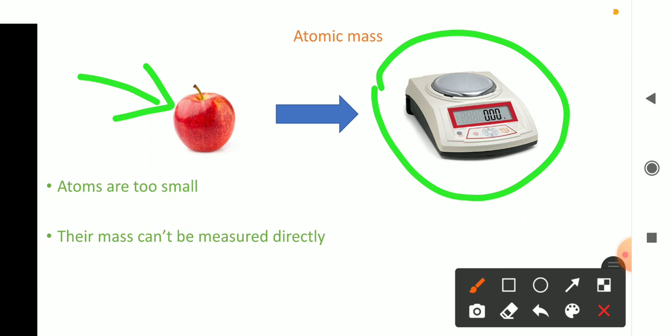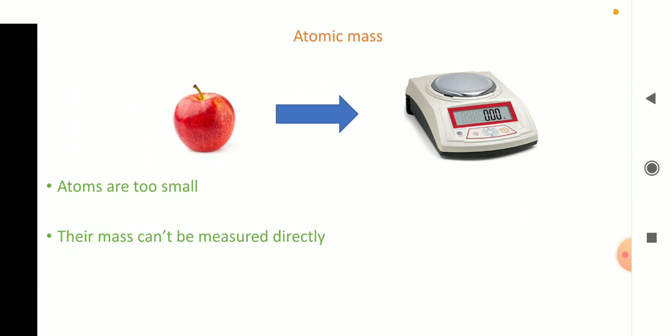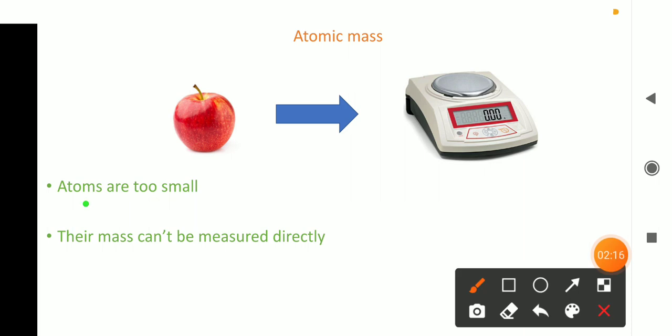Dear students, first we have to know some basic information about the atom. Atoms possess a diameter of about 10 to the power minus 10 meter, and their mass is approximately 10 to the power minus 27 kilogram. So just imagine, with this small size and small mass, can we measure directly? No, it is not possible. We cannot measure the mass of an atom directly. So it is given here: atoms are too small, they are very tiny particles, so their mass cannot be measured directly. We cannot measure the mass of an atom by using this weighing balance.